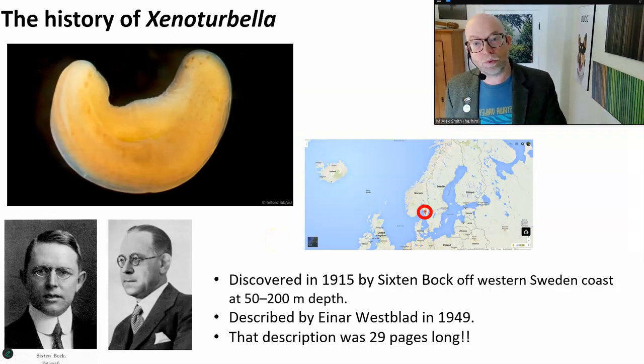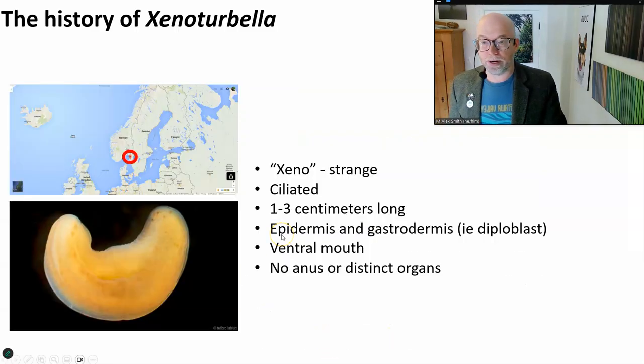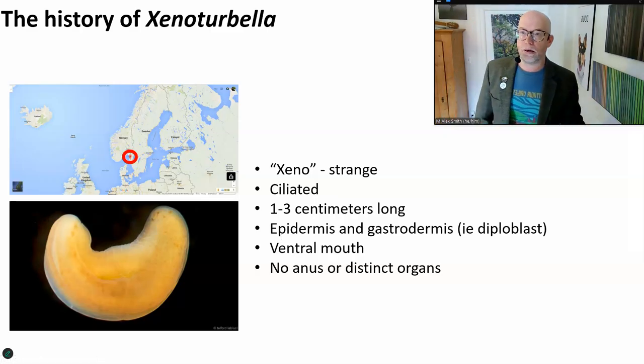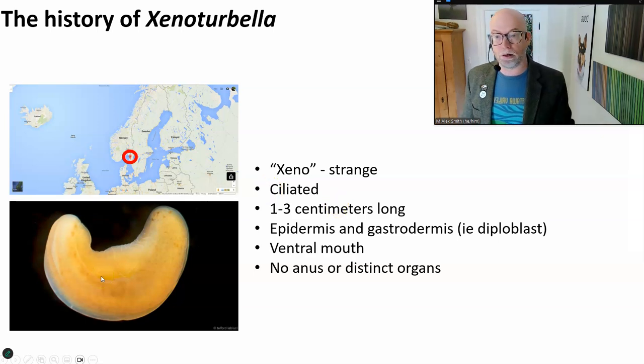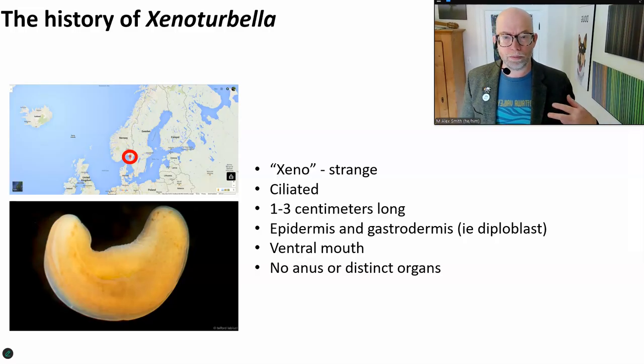And so this collection was made, and then it sat for a long, long time until it was described by Westblad in 1949. The derivation of the word Xenoturbella: turbella meaning worm-like, and xeno meaning strange. So that was the root of the word, a strange worm-like thing that's ciliated, that's very small, about 1 to 3 centimeters long. It seems to be a diploblast, no mesoderm, a ventral mouth, no anus or distinct organs.